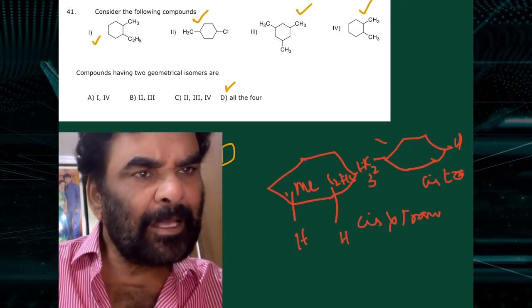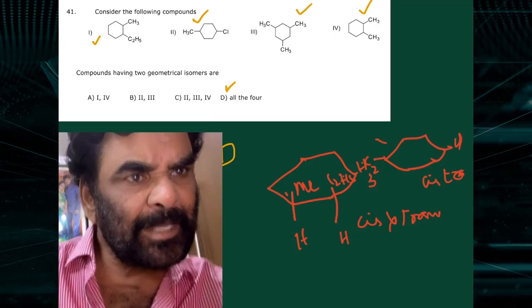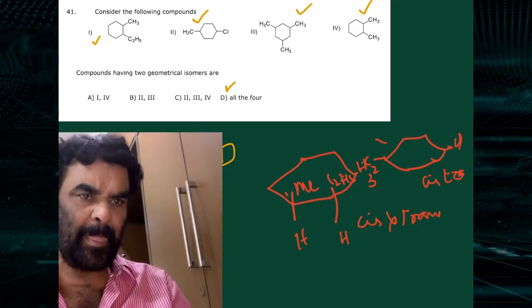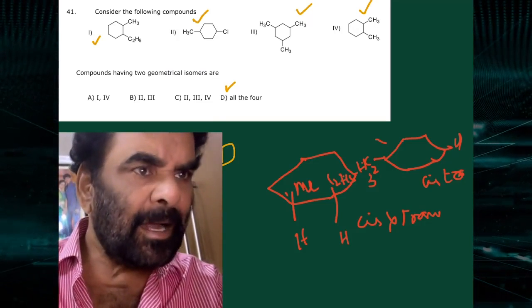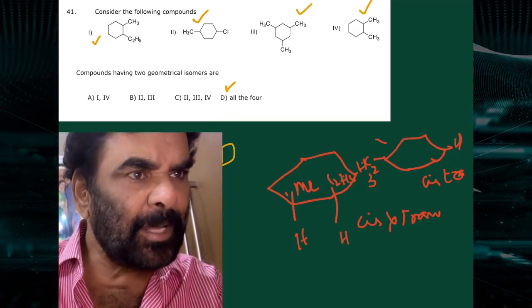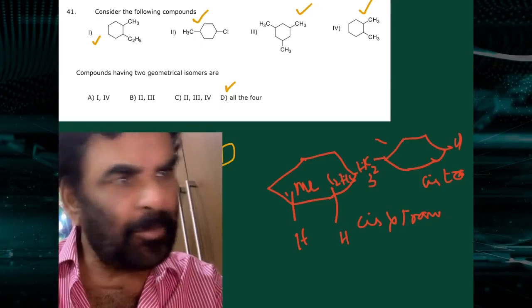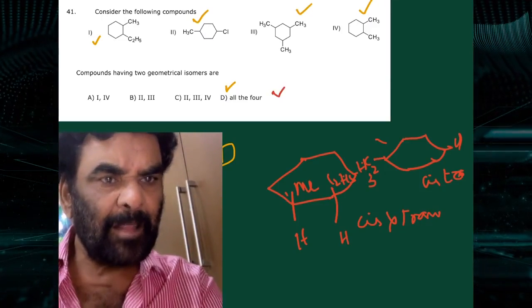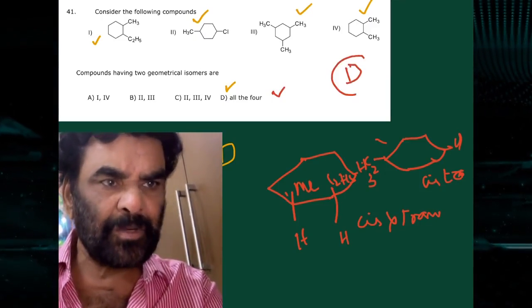This also, all can be on one side, or two can be on one side and one on the opposite side. Here also cis and trans are possible. And here two can be on the same side, two can be on the opposite side, that is one is above the plane and the other is below the plane. In all the cases it is possible. All the four. D is the correct option for this.